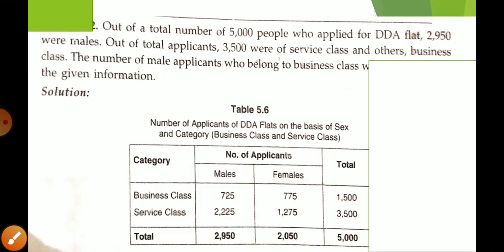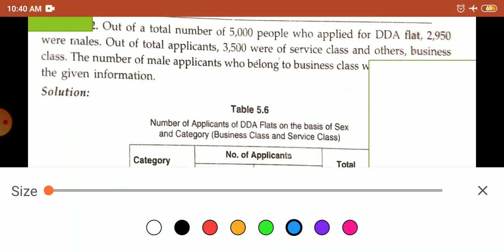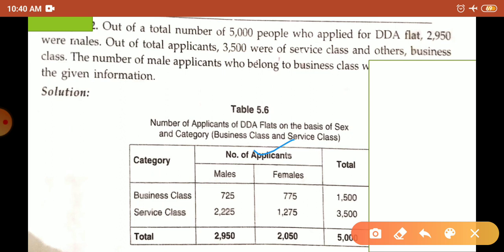Okay, so this is your tabular presentation. Finally, the heading will be total number of applicants for DDA flat. The division is on the basis of male, female, and then category, that is service and business class. So there are two bases, sex and category. Total number of applicants, this is your caption, and this is your stub. Now male, female is the sub caption, and business, service is the stub caption, and we have written all the data that we calculated.